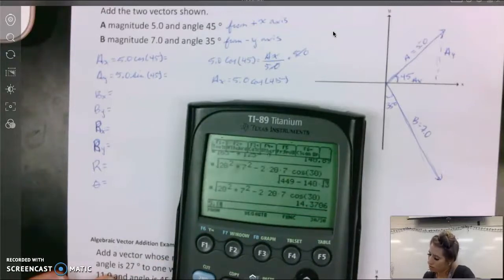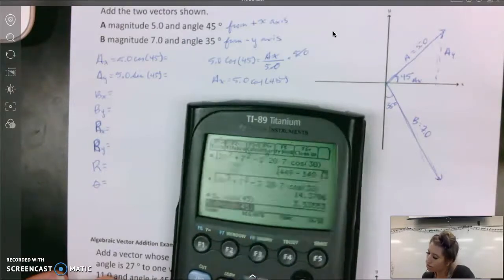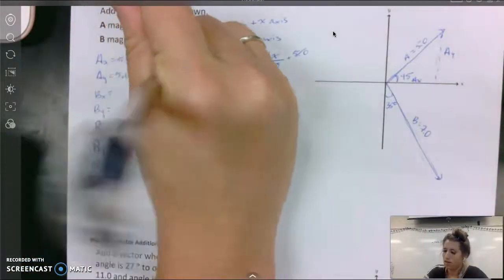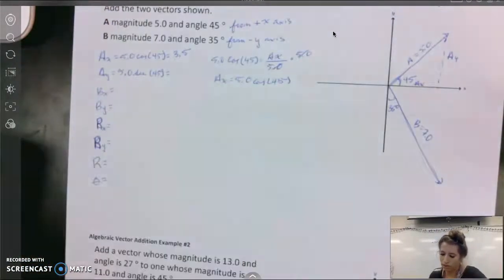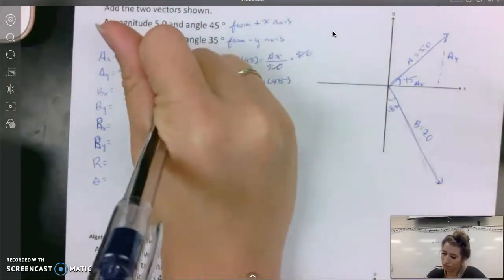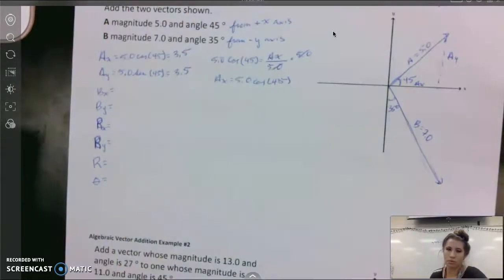So 5 times the cosine of 45, so 3.5. And then because it's 45 degrees, those values are the same. If it was anything else other than 45 degrees, this wouldn't be true, but because it's 45, they're both 3.5.